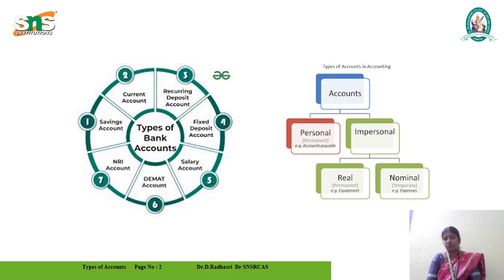Now, first, the nominal account. In the nominal account, debit is the expenses and losses, and credit is the income and gains. It is totally different from the personal and the real accounts. For example, we are paying rent, we are paying an electricity bill, we are paying a salary. These are examples of the nominal account.